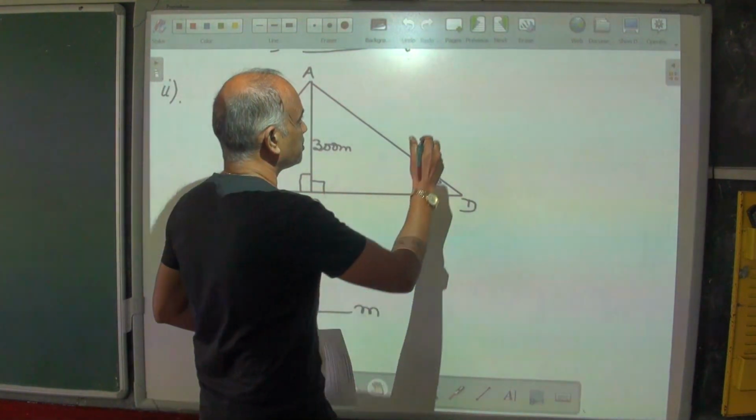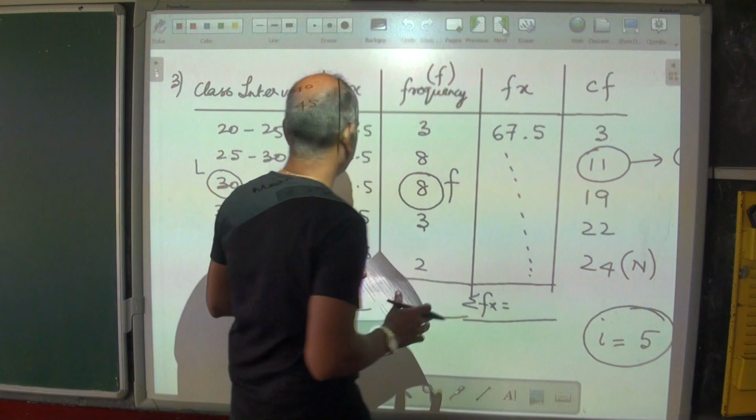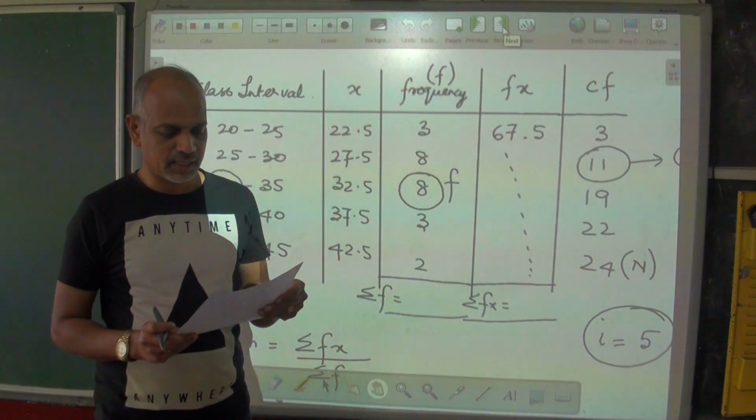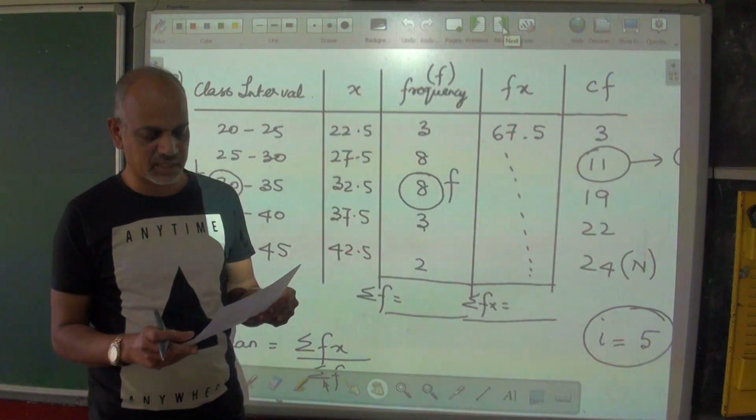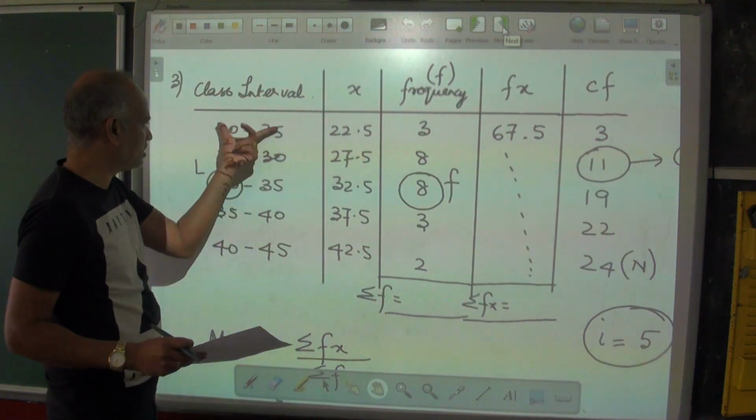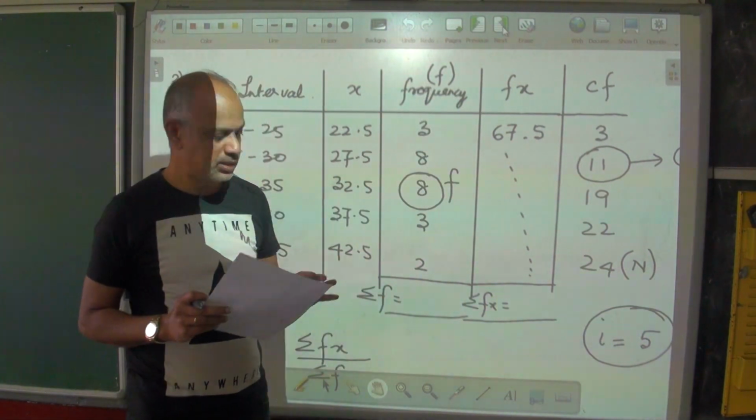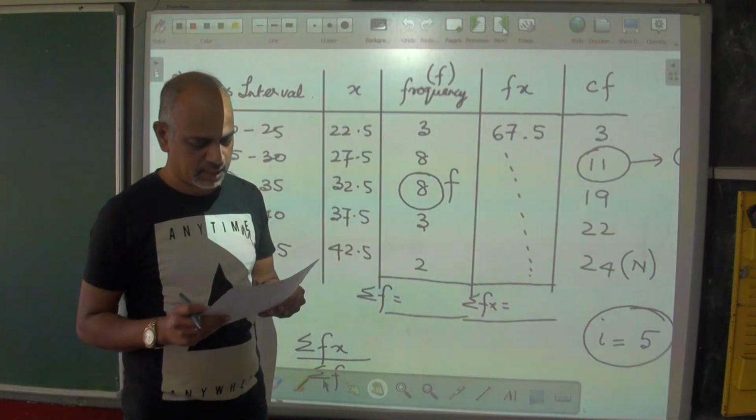Then the third question is you have to find the mode for the data given below. There is a table which is given. The table has only class intervals and it has frequency. This is what is given in the table.